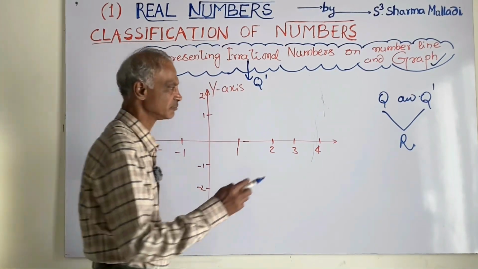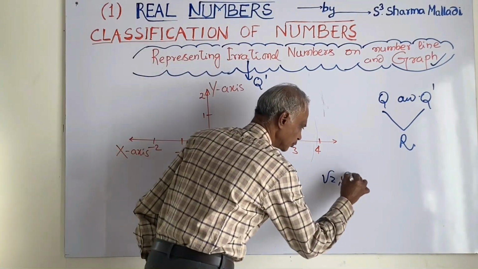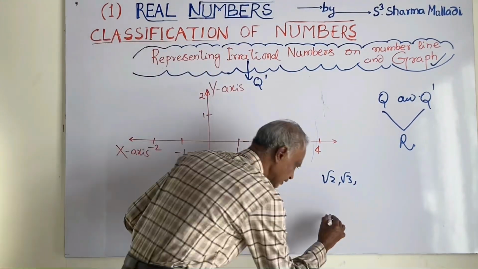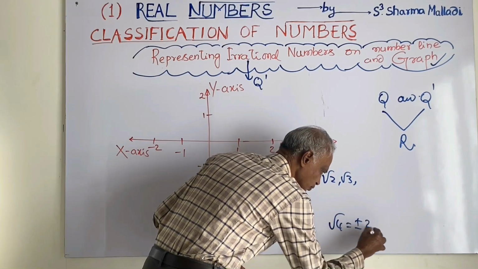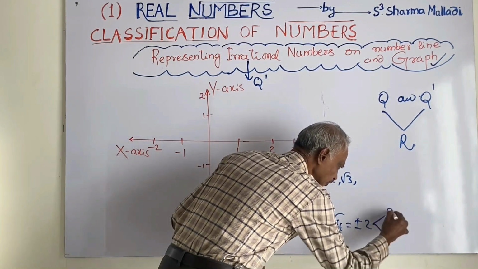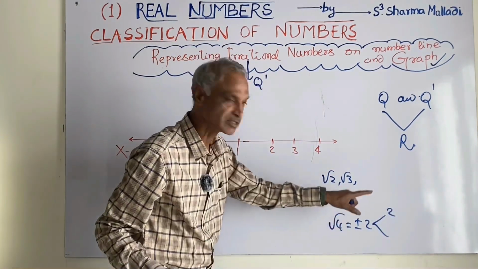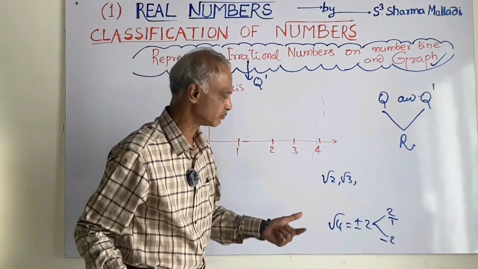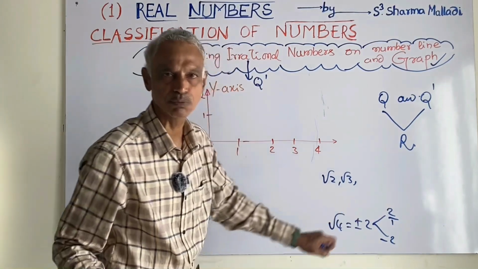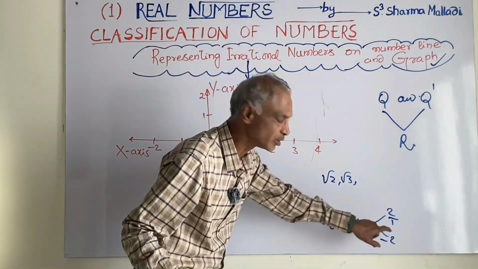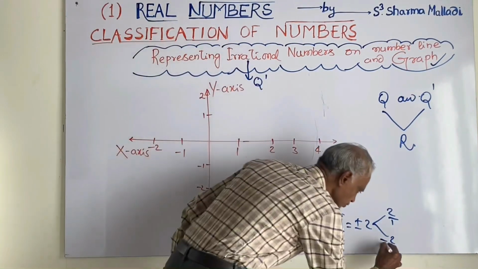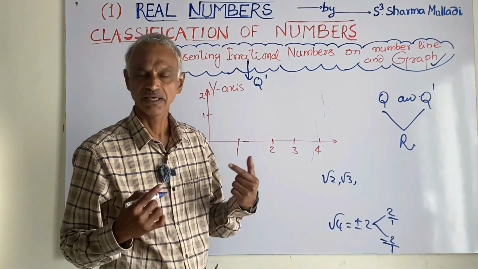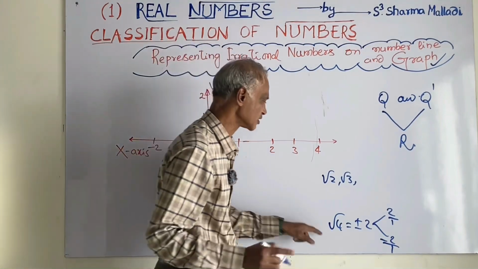What are irrational numbers? They are root 2, root 3. Root 4 is not an irrational number. Root 4 can be written as plus or minus 2. Plus 2 is a rational number; it can be written as 2 by 1. Minus 2 is also a rational number; it can be written as minus 2 by 1. Like that, root 4 is not an irrational number. It is a rational number.